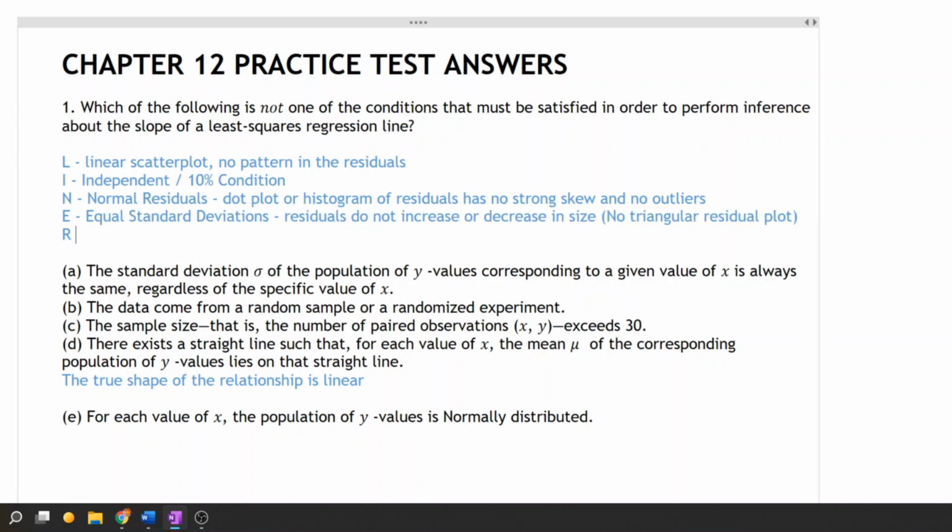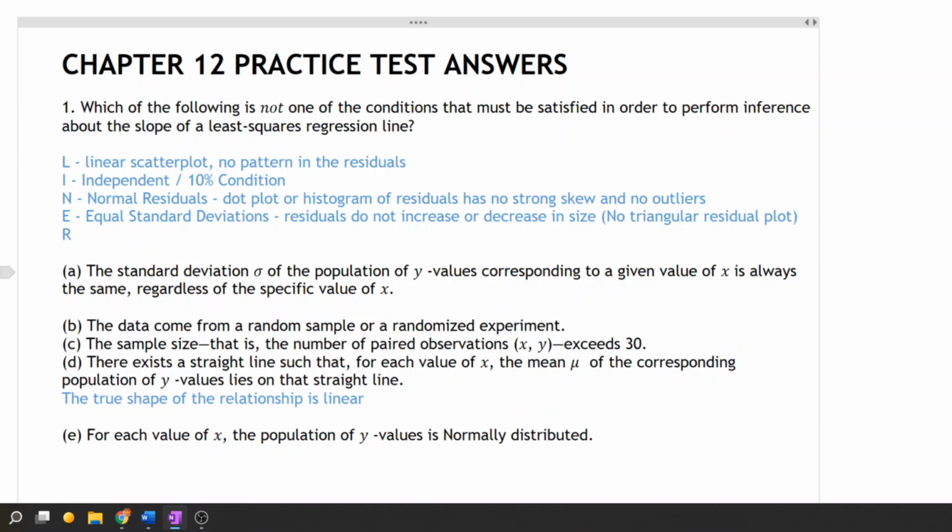E stands for equal standard deviation, which basically means that the test for this is to look at the residual plot, and you shouldn't see a triangle pattern. There are actually two of these that are similar to this one. The first one is letter A. And letter A says that the standard deviation sigma is the same for any given value of x. So that's kind of what we're saying here with equal standard deviation. The standard deviation for any value of x is always the same.